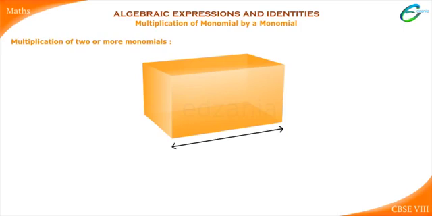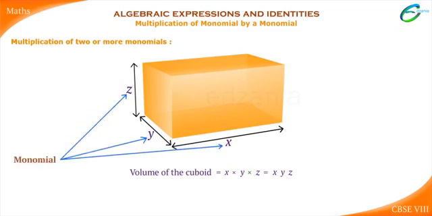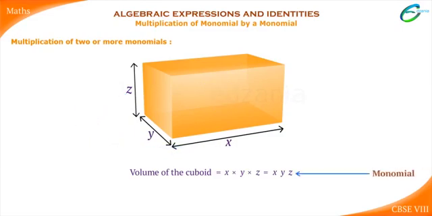Here is a cuboid. The length, breadth, and height of the cuboid are x, y, and z respectively. What is the volume of the cuboid? Volume of a cuboid is equal to length into breadth into height, which is equal to x into y into z, that is equal to xyz. x, y, and z are monomials. What operation has to be done here? Multiplication. After multiplying three monomials, what type of algebraic expression do we get? We get a monomial again. Let us learn the multiplication of monomials.